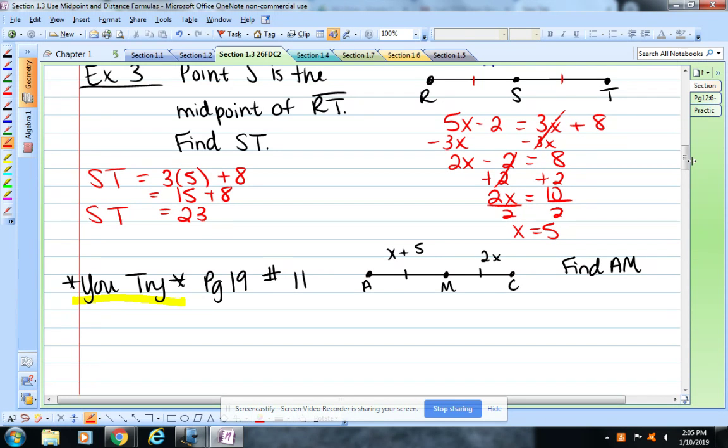All right, once you get what you think is the length of AM, check it with somebody. If y'all didn't get the same thing, y'all discuss it. Can't both be right if you got something different.